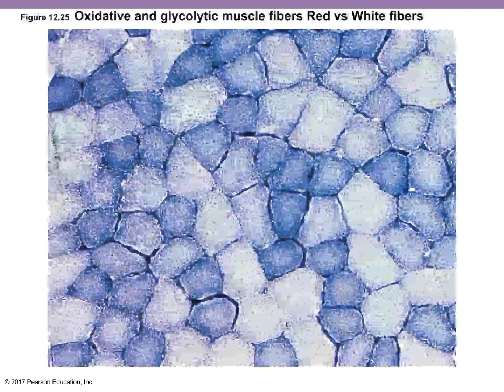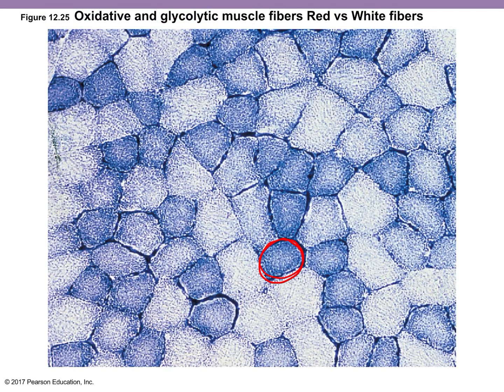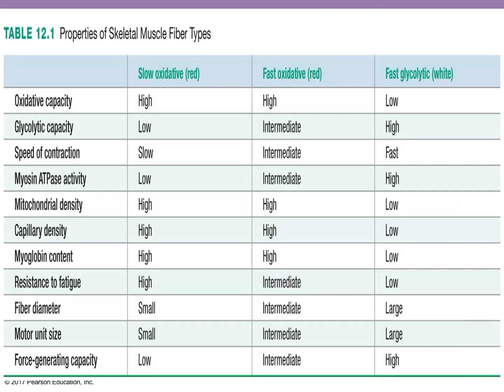All right. So this is just a fun picture of your oxidative and glycolytic muscles, red versus white, so you can really see the contrast between a darker muscle fiber and the neighbor, a white one. You can also see the diameter difference, right? These darker ones are smaller in diameter when we look at the overall diameter of these white ones.